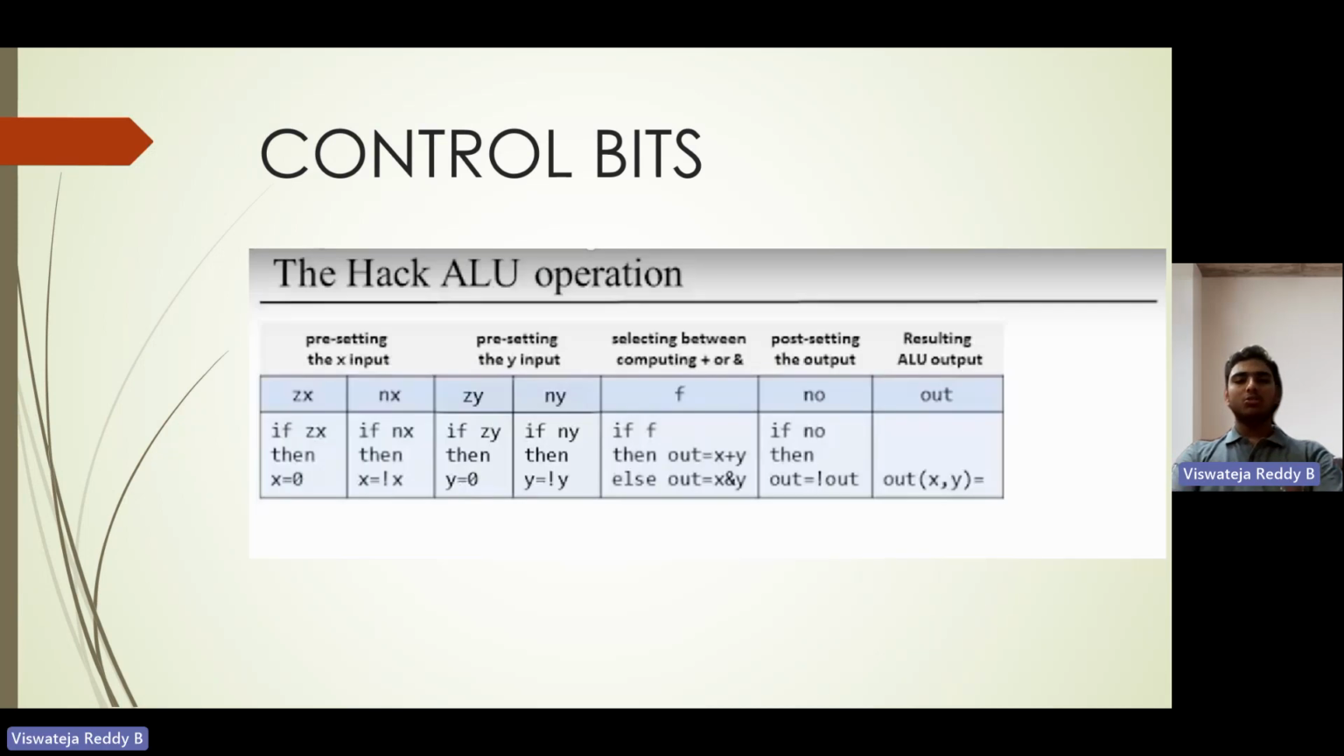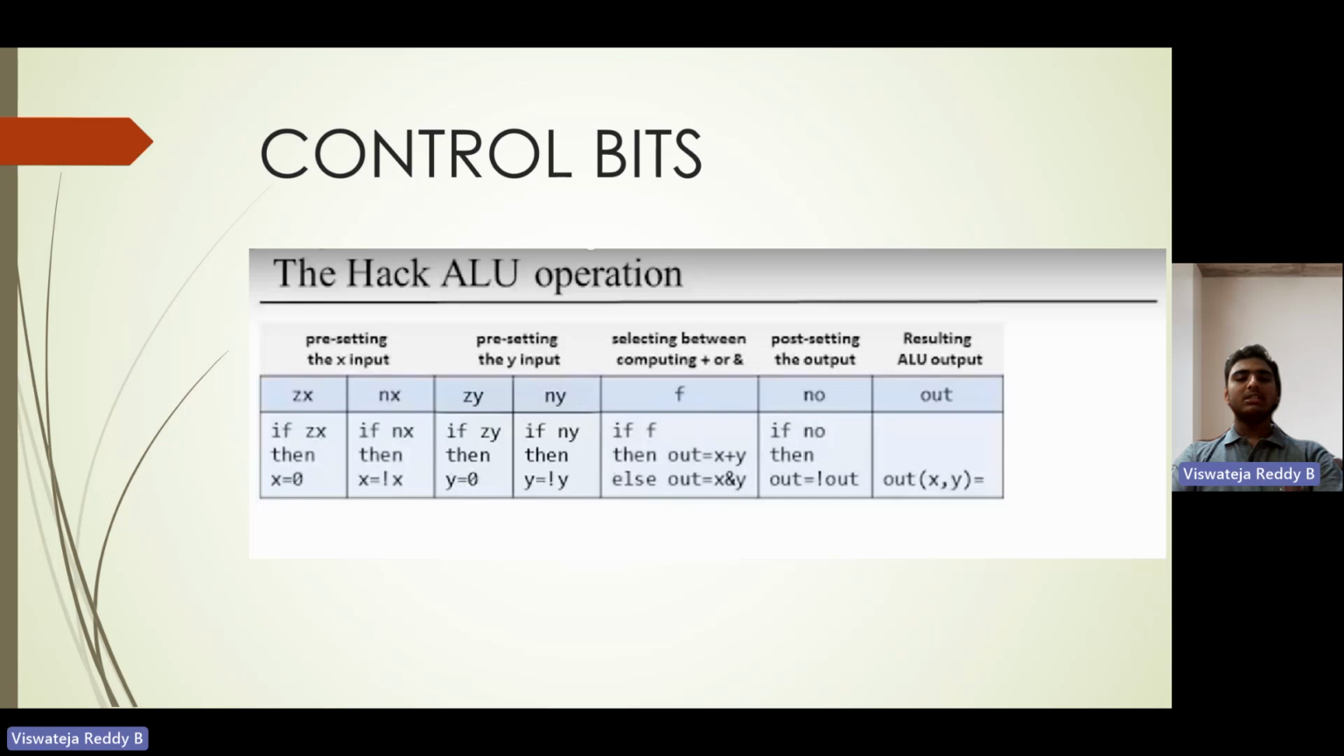As we already know, there are 6 control bits: ZX, NX, ZY, NY, F and NO, and an output. ZX and NX are known as pre-settings of the X input. ZY and NY are known as pre-settings of the Y input. F selects between computing plus and AND, and the post-setting of the output results in the ALU output.